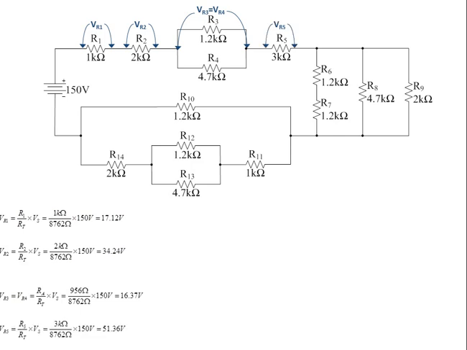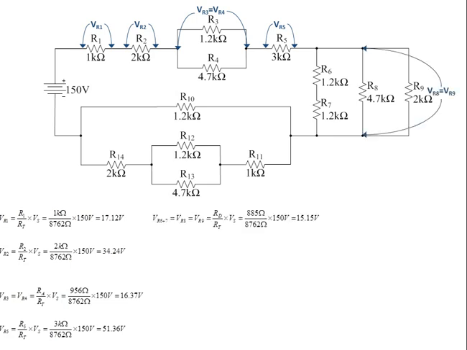Next, we get the voltage across R5. So to do this, we put R5 over the total circuit resistance and multiply it by Vs, and we get the VR5 equals 51.36 volts.